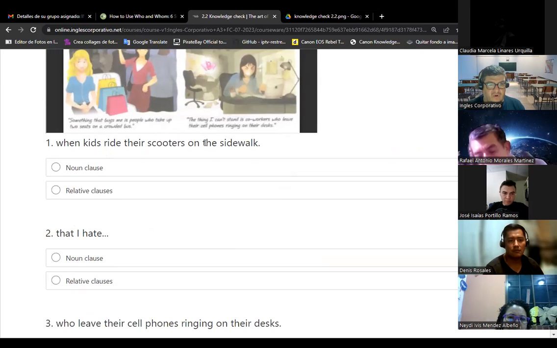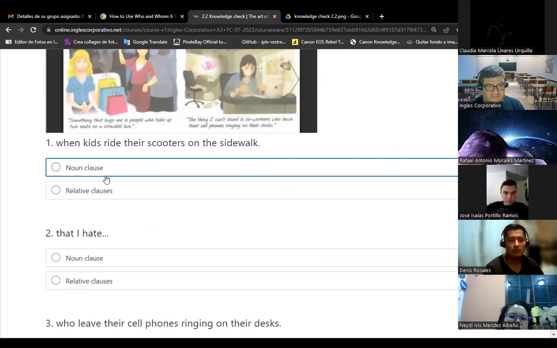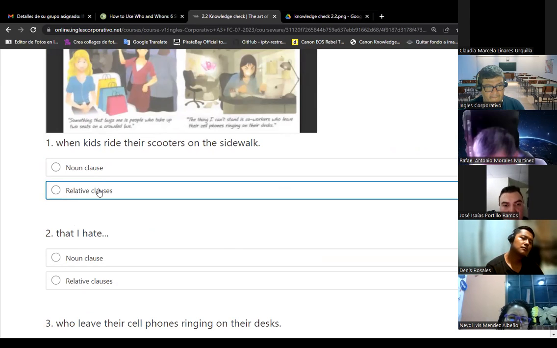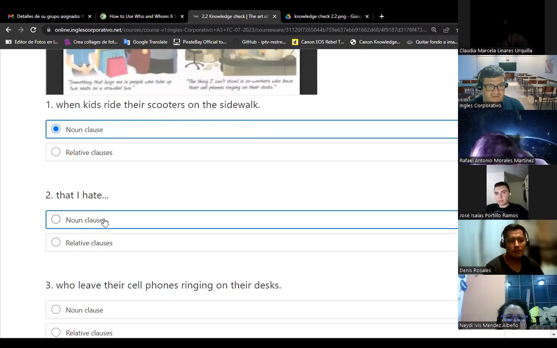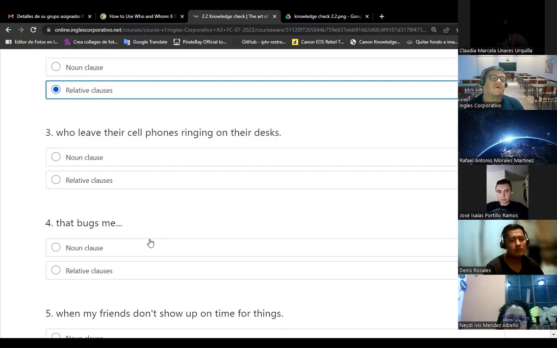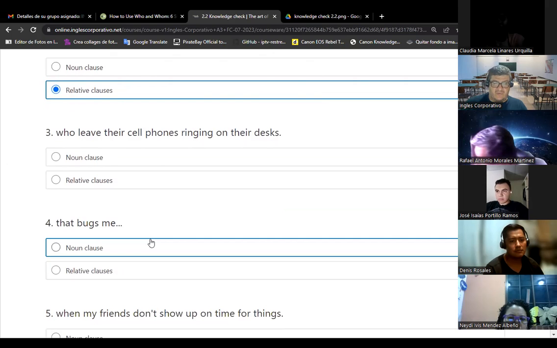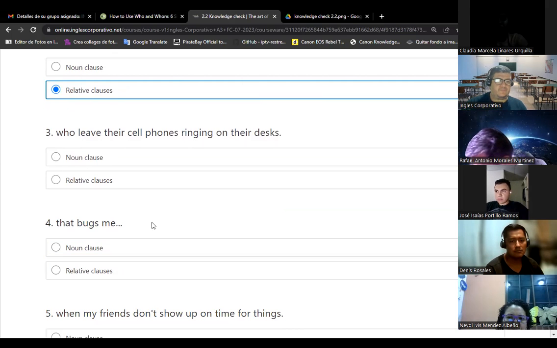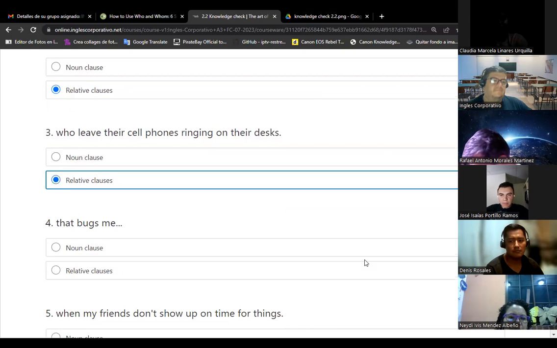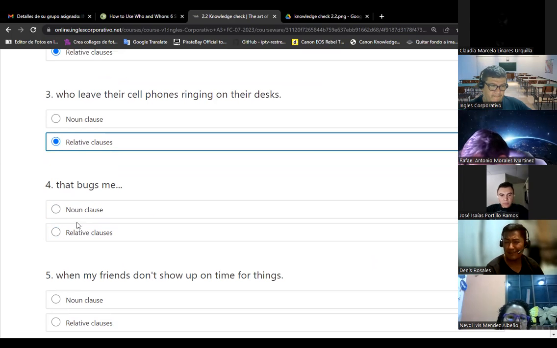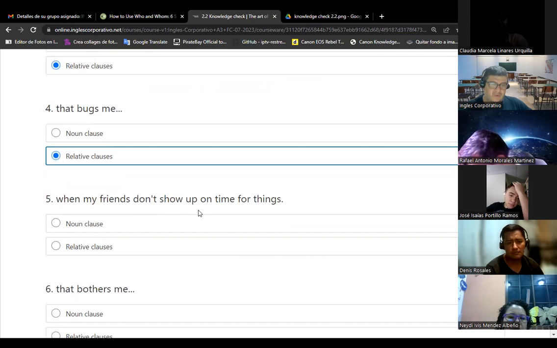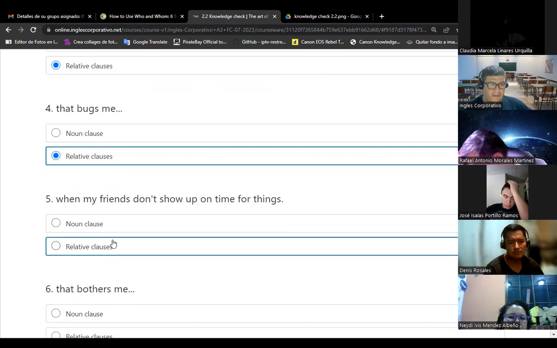So when kids ride their scooters on the sidewalk, it's a non-clause or a relative clause? It's non-clause. Okay, that I hate, it's a non-clause or a relative clause? Relative. Relative clause. Good. Who have their cell phones ringing on their desk? Relative. I'm sorry? Relative clause. That bugs me. Relative. Relative clause. When my friends don't show up on time for things.